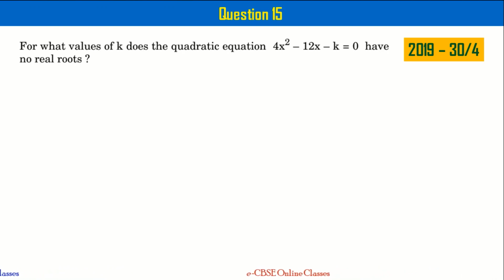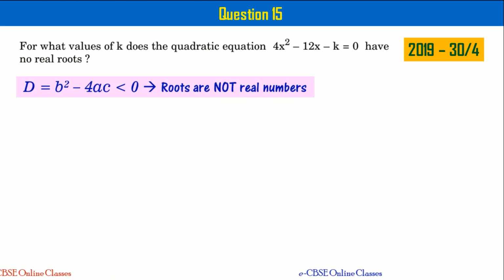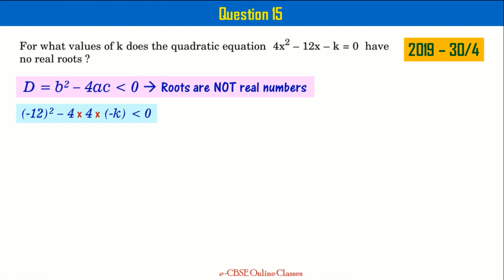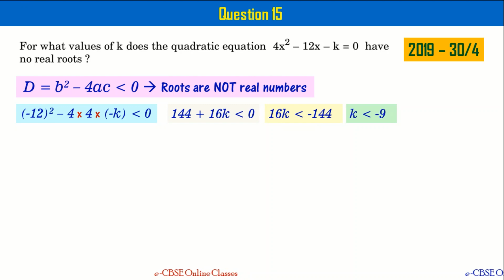Compare this equation with ax² + bx + c = 0, so that you can say a = 4, b = -12 and c = -k, right? You can substitute them into the discriminant equation, that is b² - 4ac. It has to be less than 0 when you want to have no real roots for the given equation, right? When you substitute the a, b, c values into this equation and simplify it, what you get is k < -9. When k is less than -9, the given equation will have no real roots. Please take a note of that.